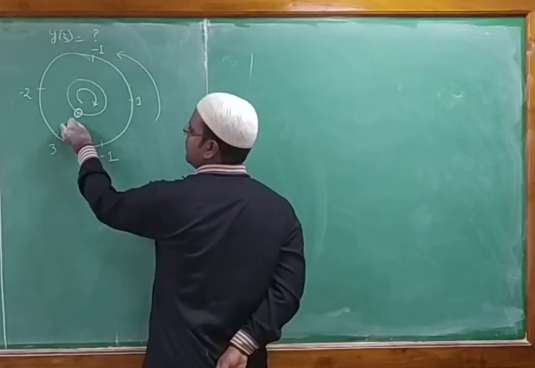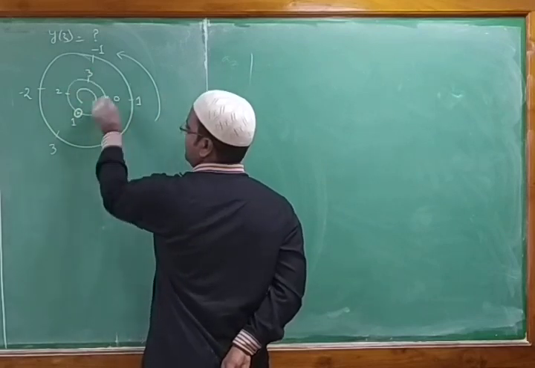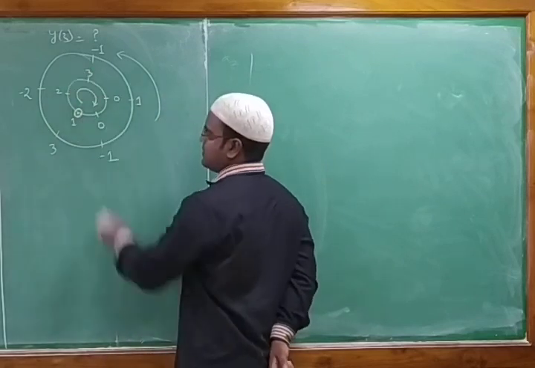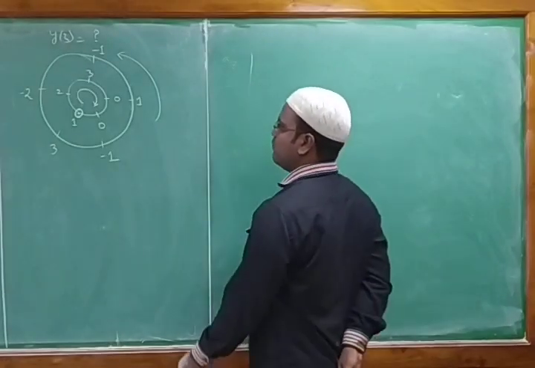So what are the values? 1, 2, 3, 0 and 0. So this is the value we'll get, y of 3. So likewise, to get y of 4, what will we do?